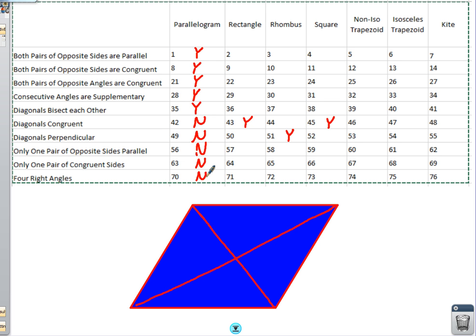On to rectangles. Dylan Davis. Two pairs of opposite parallel sides? Yes. Both pairs of opposite sides are also congruent? Yes. And both pairs of opposite angles are also congruent? Yes. And y'all call out the answer so we can go through them quick. Consecutive angles supplementary. Oh, we're on rectangle now.